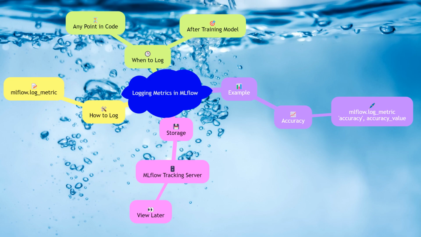Logging metrics in MLflow is straightforward. You can log metrics at any point in your code using the mlflow.log_metric function. For example, after training your model, you can log the accuracy using mlflow.log_metric("accuracy", accuracy_value). This will store the metric in the MLflow tracking server, where you can view it later.